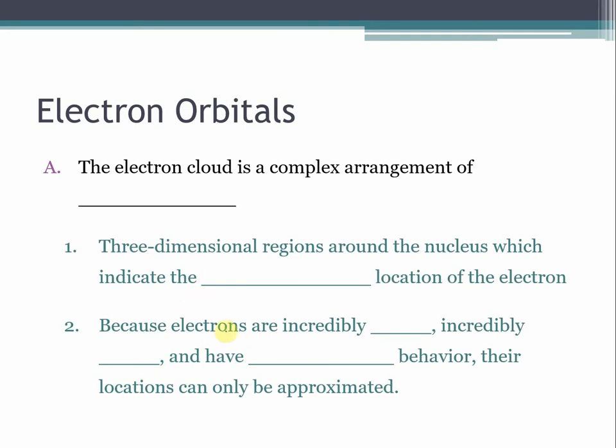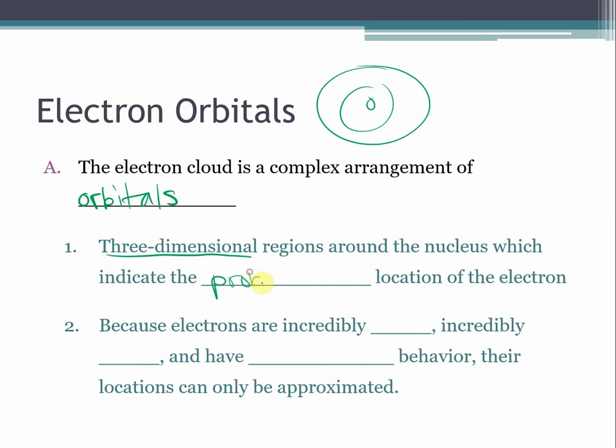So your electron cloud, instead of being made of those circular orbits we just saw, is actually made of a complex arrangement of something called orbitals. So it sounds like an orbit, but it's not quite the same thing. These are orbitals. They are three-dimensional regions around the nucleus which indicate the probable location of the electron. We have to say that they are probable locations because electrons are incredibly tiny, incredibly fast, and have wave-like behavior.